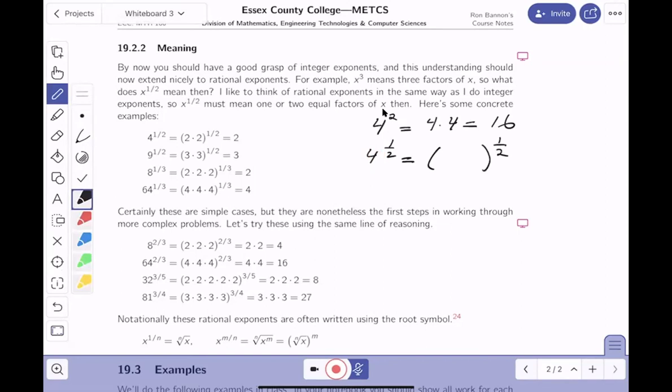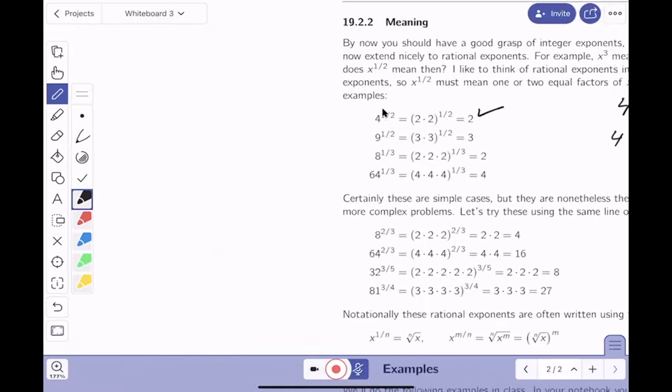Well, someone's going to say, what are the equal factors of 4? It's 2, because 2 times 2, they're both equal, and 2 times 2 is 4. And what would that give you? Just 2. All right, that one's done. Let's do 9 to the 1/2. I'll write this over here.